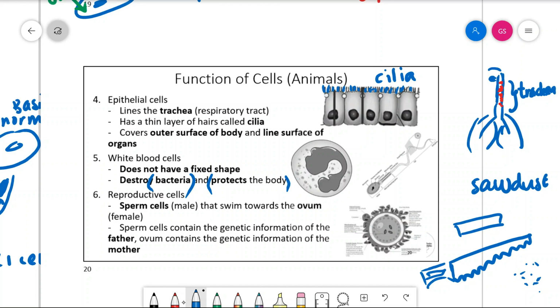White blood cell, what you learn is only this type. No, there are going to be many, many types of white blood cell you learn after this. When you go to Form 4 or 5 biology, you're going to learn more types of white blood cell.